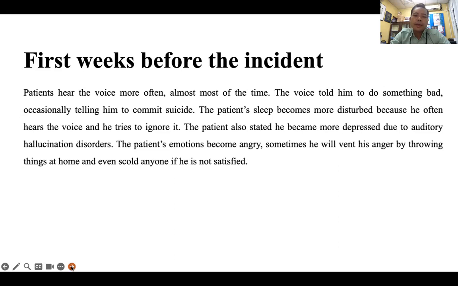In the first week before the incident, the patient heard the voice more often, almost most of the time. The voice told him to do something bad, occasionally telling him to commit suicide. The patient's sleep became more disturbed because he often heard the voice and he tried to ignore it. The patient also stated he became more depressed due to the auditory hallucination disorder. The patient emotionally became angry. Sometimes he would vent his anger by throwing things at home and even scold anyone if he was not satisfied.